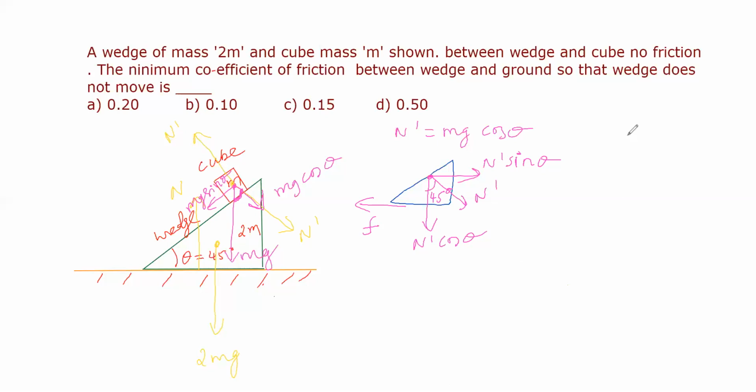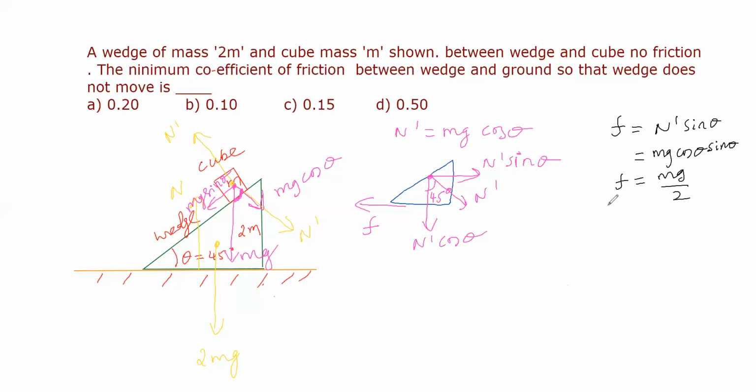That means the friction must be F equals N dash sin theta. Since N dash equals mg cos theta, we substitute it, so F equals mg cos theta sin theta. Since theta is 45 degrees, cos theta is 1 by root 2 and sin theta is also 1 by root 2. That means we get friction F equal to mg by 2.